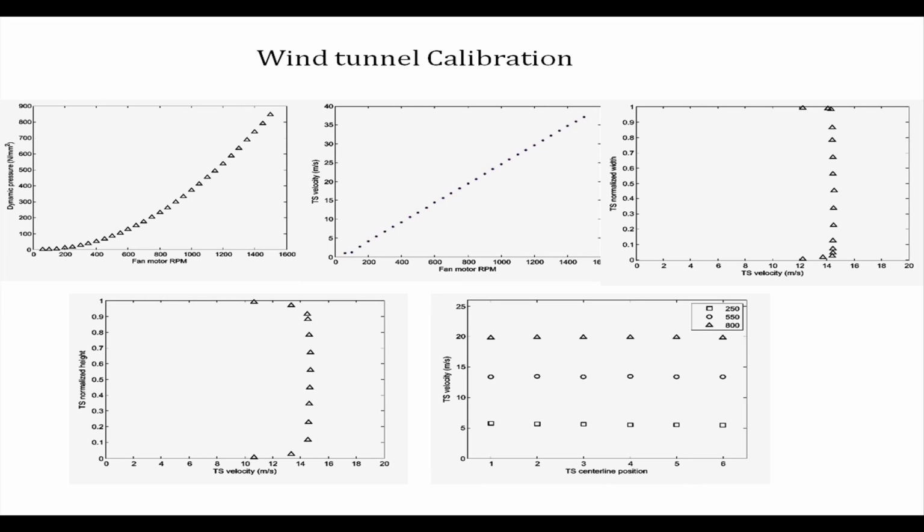Why do I need to know exactly? Because then I have to size my models in such a manner that all of the models see the same uniform velocity.